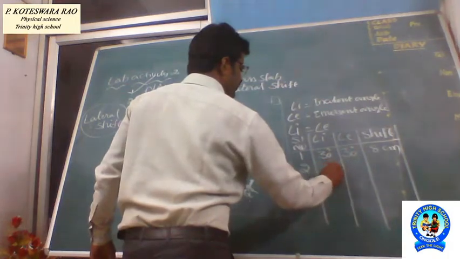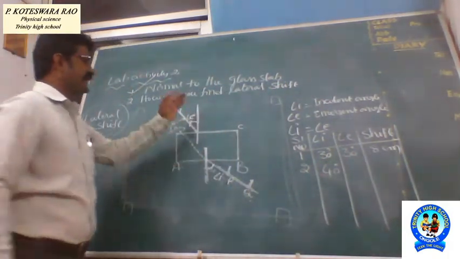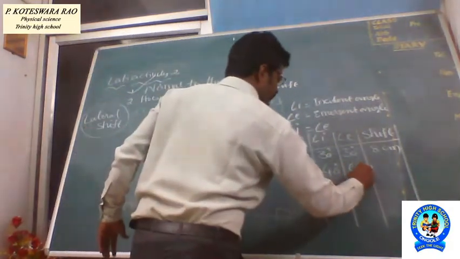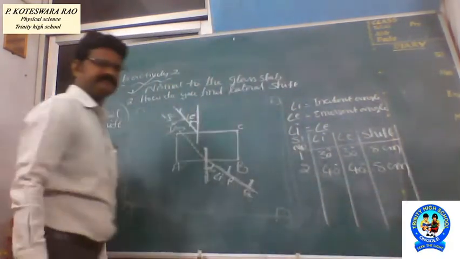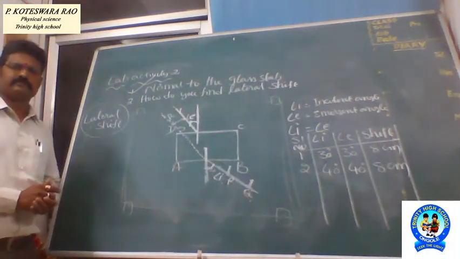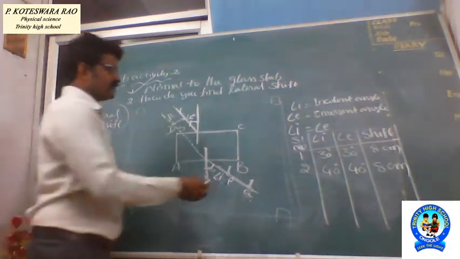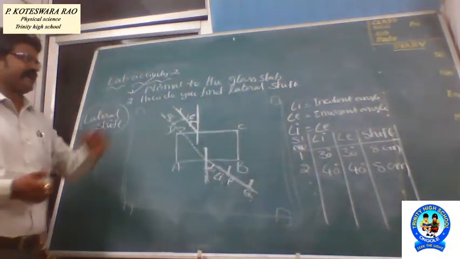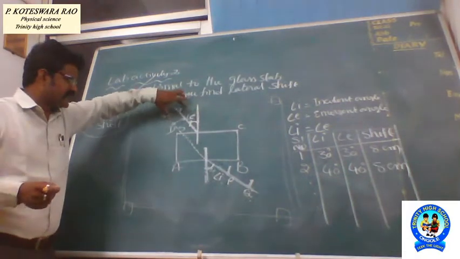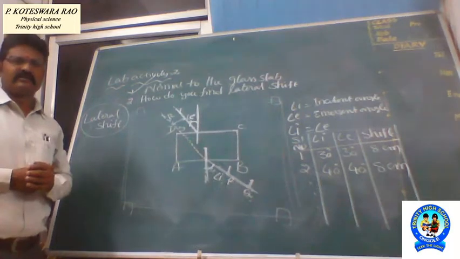Suppose next we take 40 degrees. Angle I equals 40. What about angle of emergence? It is also 40. Then what about the shift? The shift is the same, 8 centimeters. If you keep increasing, every time angle I is equal to angle E, and the distance should be the same.